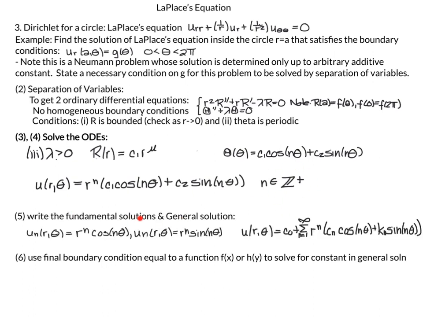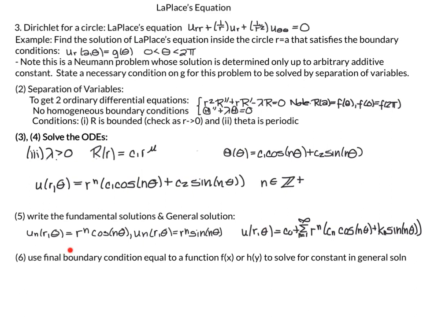So we write our fundamental solution, and actually we have two, right? Because we have our r^n cosine of n theta, and actually r^n sine of n theta. Because of this plus, the linear combination is a solution, but also each individual component is a fundamental solution. Sometimes I get lazy and just write it all together. But then our general solution is the linear combination of all our fundamental solutions. So we have that here.